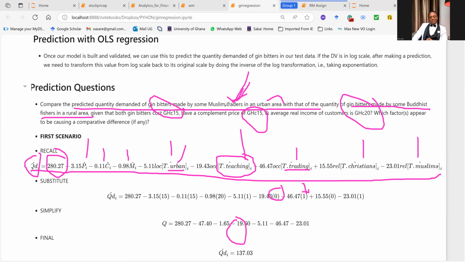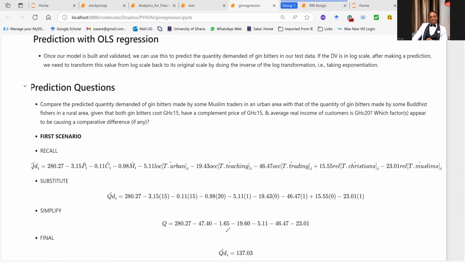We are also told they are Muslims, which means the religion is Muslim. So wherever you see Christian for this first scenario, because the people are Muslim, Christian here will be 0, which means they are not Christians. And then Muslim here will be 1 because they are Muslims. Learn how to substitute this, because the substitution alone is 3 marks, before the calculation to get another 7 marks. That's 10 marks in this case. That's how you execute this variable.